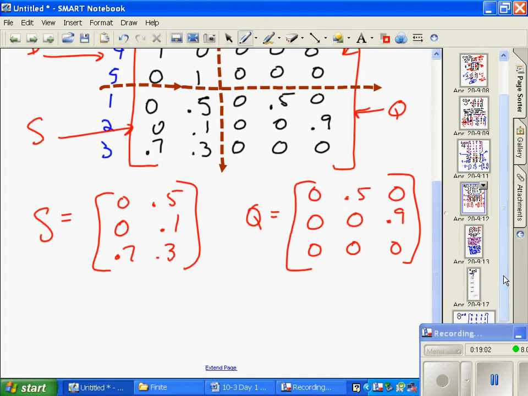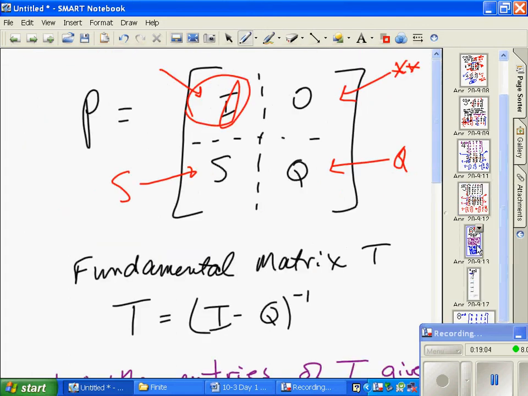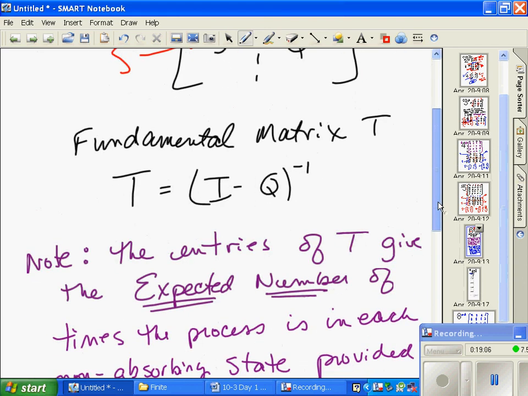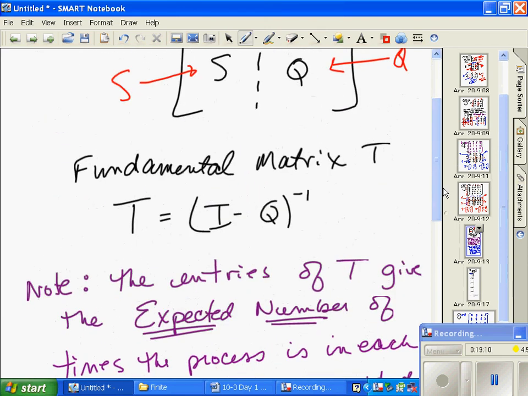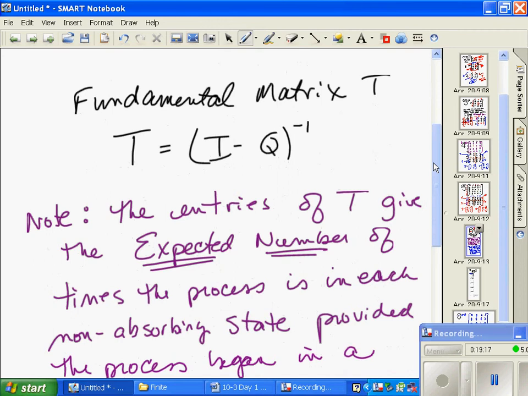Okay, going back to that box below example 4. We are going to be doing in the next 2 examples, taking our subdivided matrix, and we're going to be finding a fundamental matrix T. Now that fundamental matrix T is found by taking I minus Q and then raising it to the -1 power.